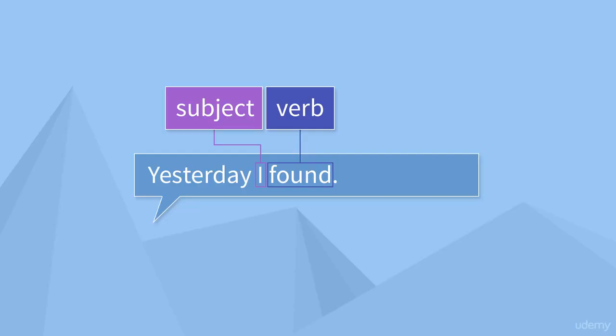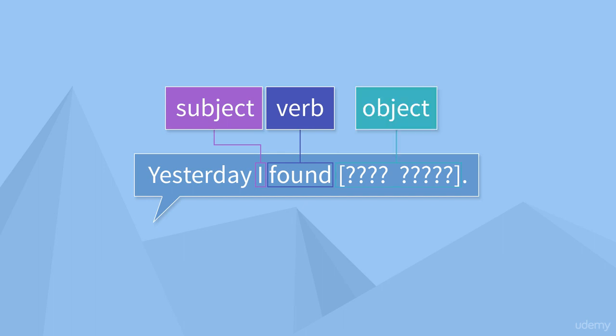An object is what the action or state is done to. So for example, here the verb is found. Who found? I found. So the subject is I. What did I find? Well, that would be our object. So if we update the sentence now to "I found £5," then the action of finding is done to the £5. So the object here is £5. Again, when we have a transitive verb, such as found, we must have an object. An object is the part of the sentence that the verb is done to.